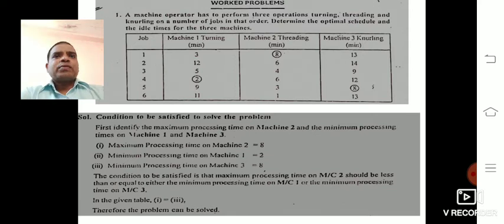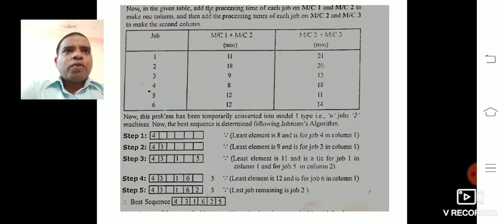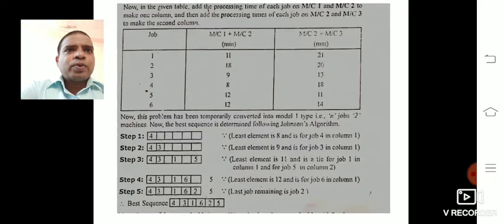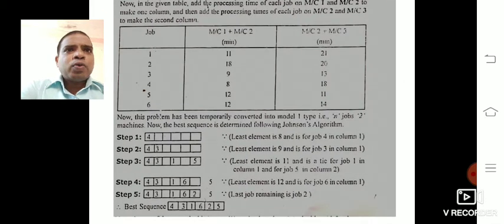Now, after satisfying the condition, go for adding the machine 1 and machine 2 processing durations and make it one column, and adding the processing durations for machine 2 and machine 3 and make it a second column. Now we have done all these things in this table, and we got two columns here, machine 1 plus machine 2 and machine 2 plus machine 3. Now we need to find out the order as we did in the n jobs on 2 machines.